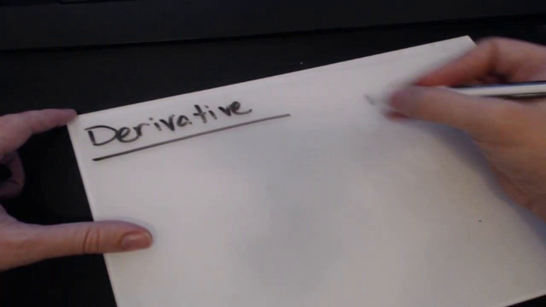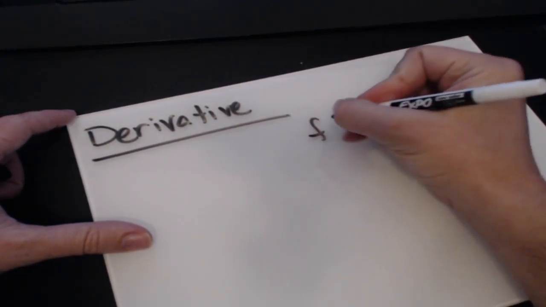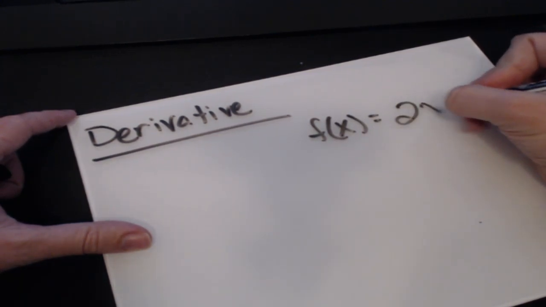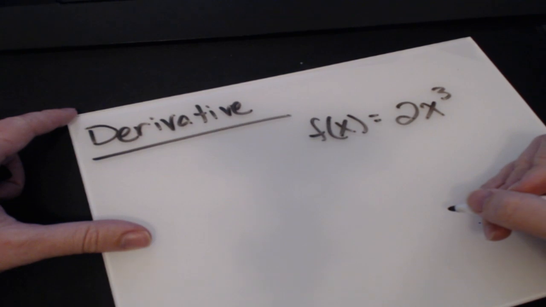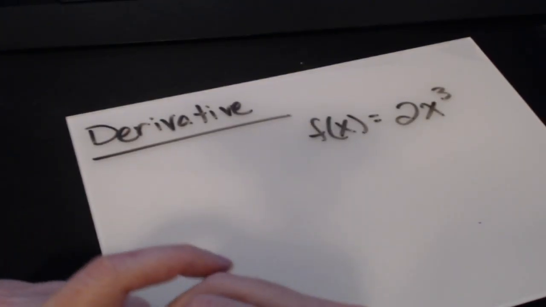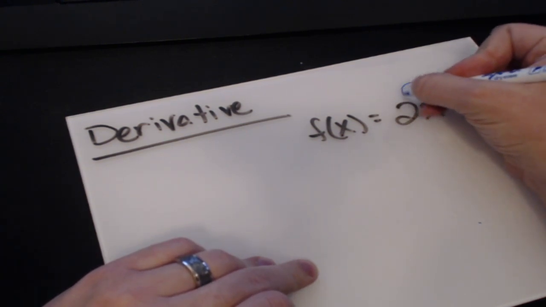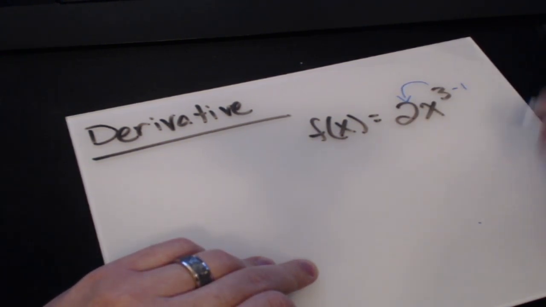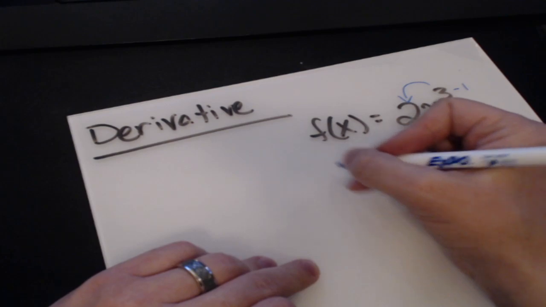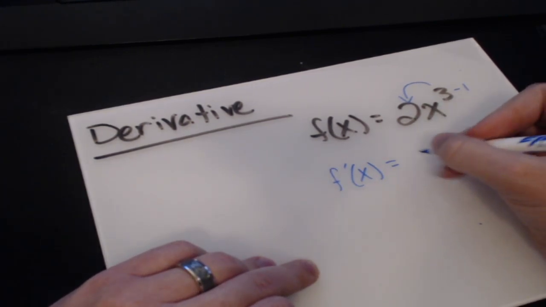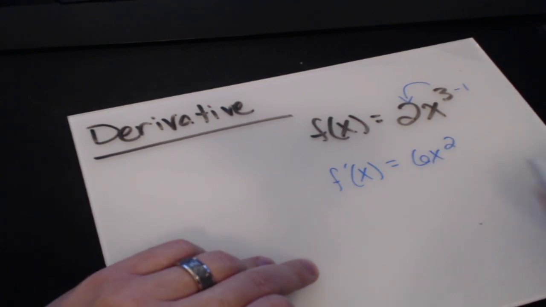With a derivative, we would say f of x equals 2x to the third. And if we wanted to find the derivative of that, what ends up happening is this value comes forward and then we subtract 1 from the power. So we end up with f prime of x is equal to 6x squared.